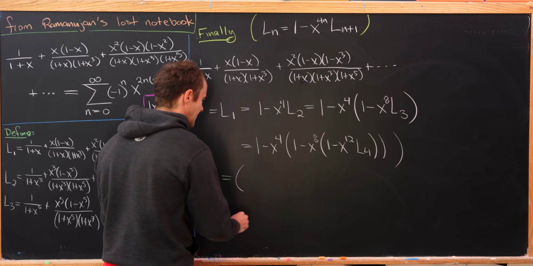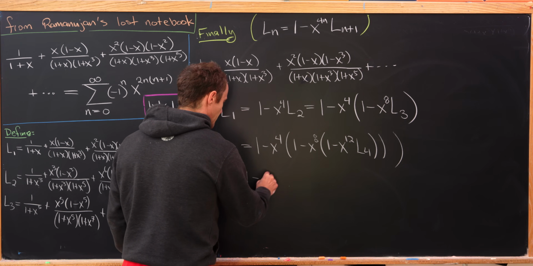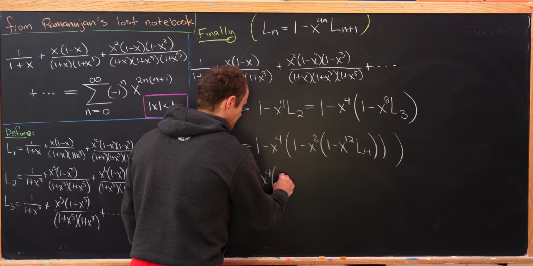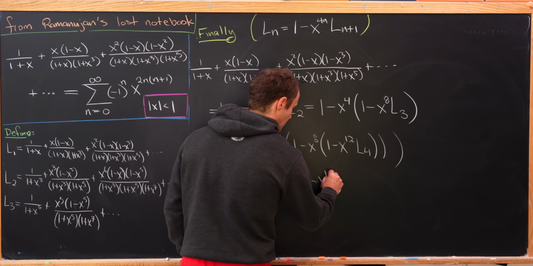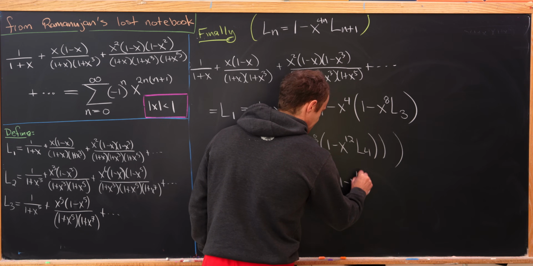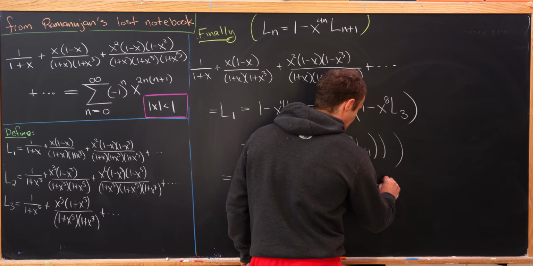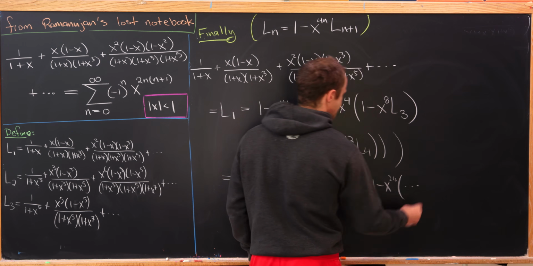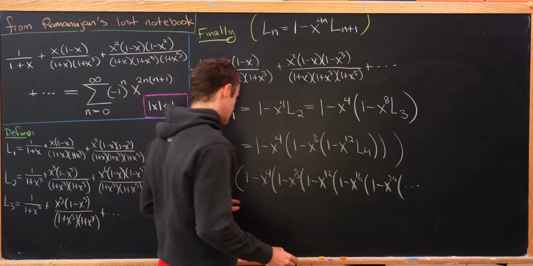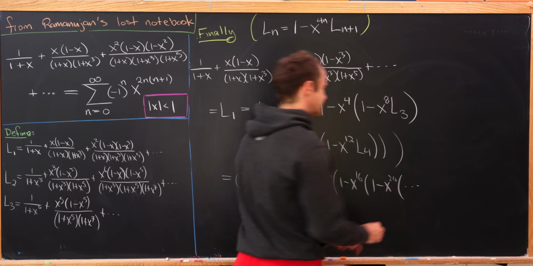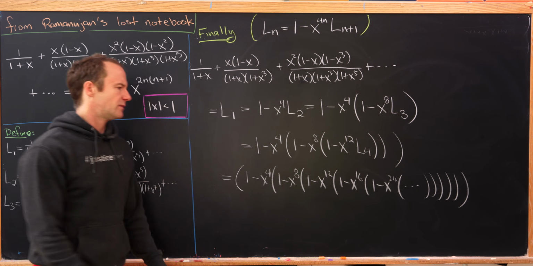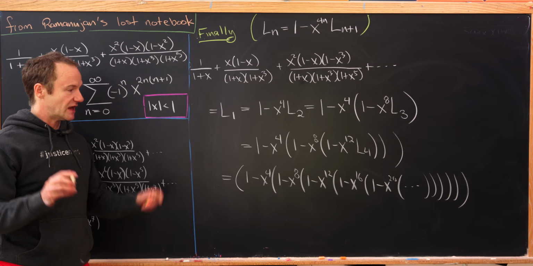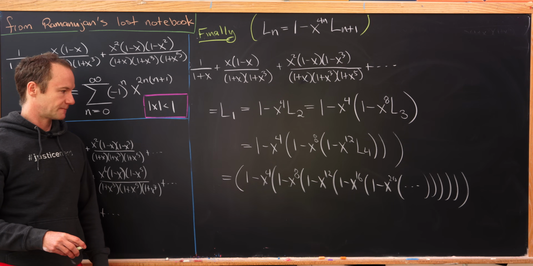We'll have this infinite expansion. So we'll have 1 minus x to the 4th times 1 minus x to the 8th times 1 minus x to the 12 times 1 minus x to the 16 times 1 minus x to the 20, and so on and so forth. So 1, 2, 3, 4, 5, 6. So I need 6 parentheses to close it. But of course that's infinite, so I really have infinite copies of parentheses there.